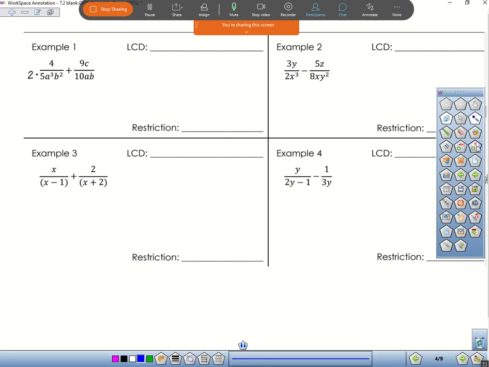So I always think things make a little more sense when you just can see them. So let me zoom in here.